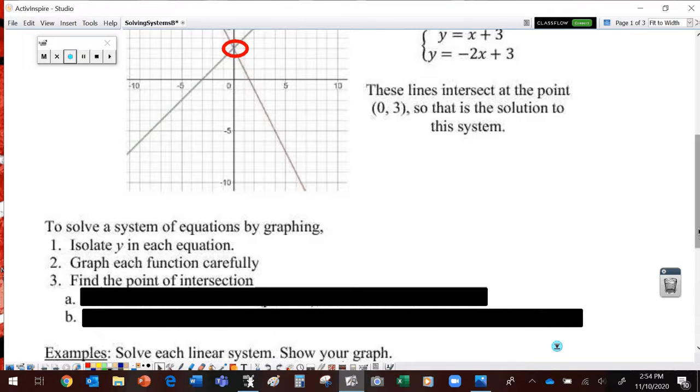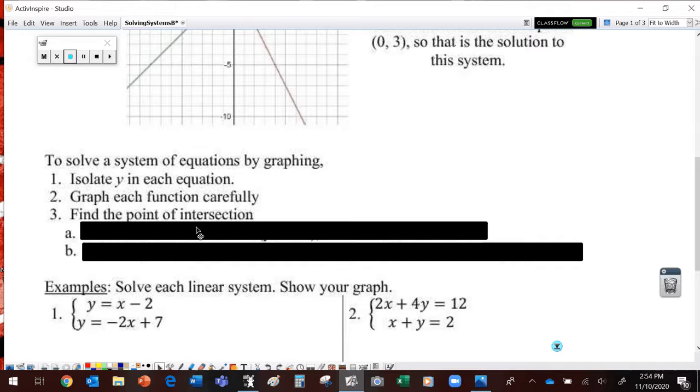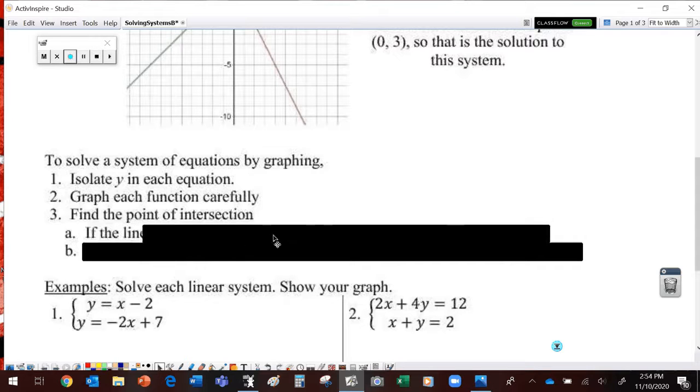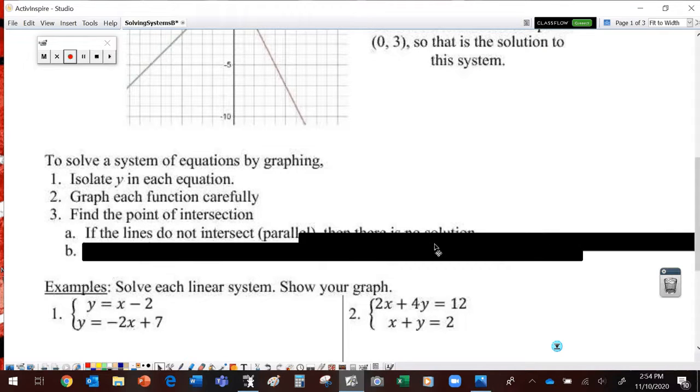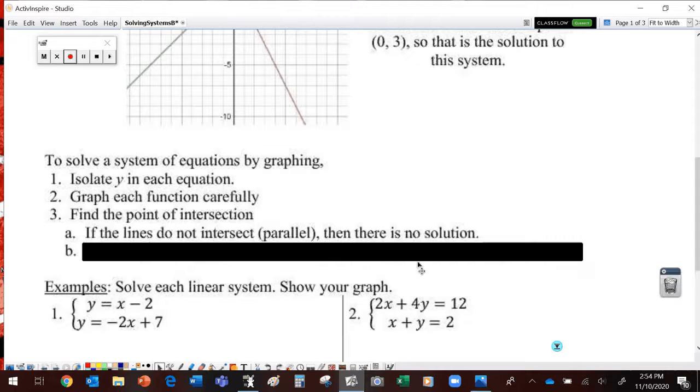Now, there are a couple of instances, a couple of special cases here. And if you think about it for a second, I bet you could come up with exactly what those special cases are. Well, one special case is that the lines don't intersect. If they're parallel lines, they don't intersect. There's no point that's on both lines. If there's no point that's on both lines, there's no solution to that system.